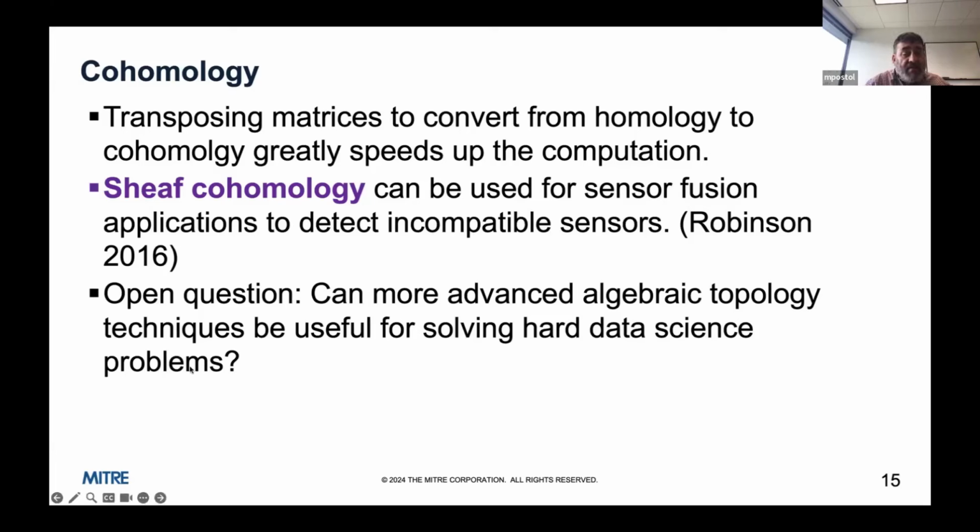All right, so the question though is, what about something more advanced? What about homotopy theory? What about Steenrod squares? Could they be useful for solving hard data science problems? I don't fully know the answer, but there are a lot of hints that 1, this might be possible, and 2, because of the classical uses, that it would be something to think about.